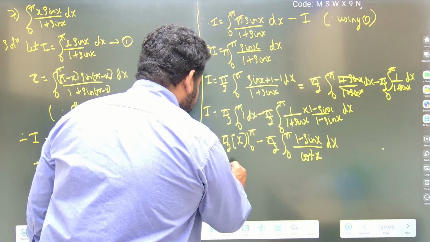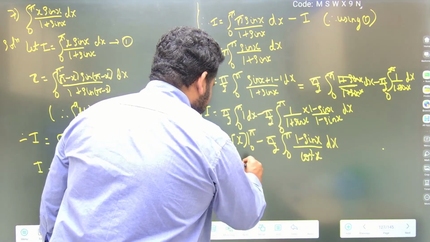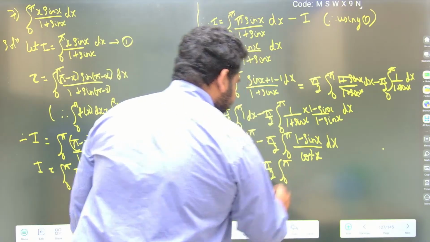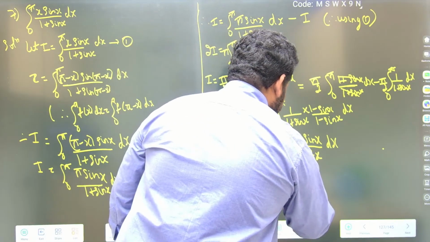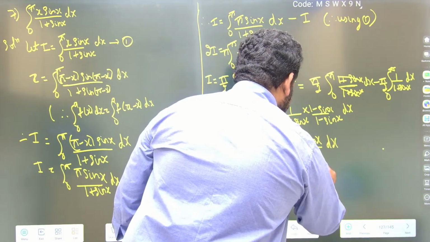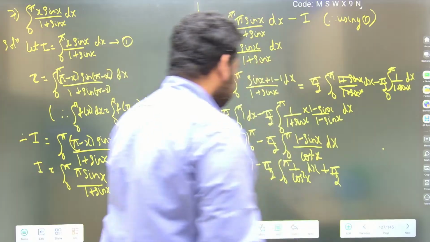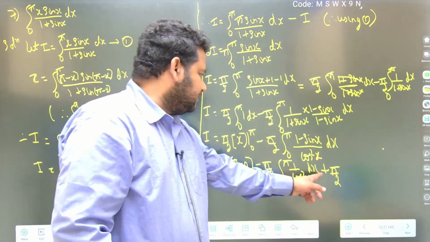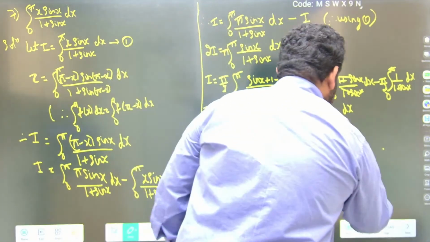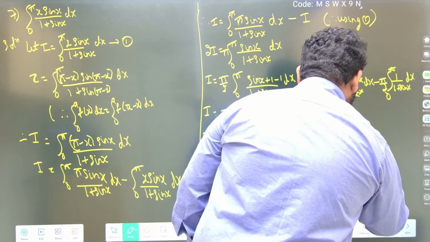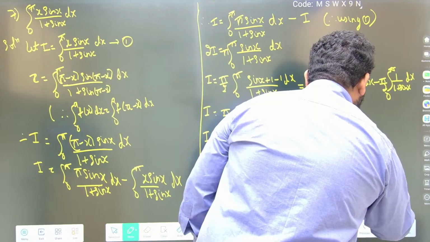Pi by 2 into pi minus 0. Into this pi by 2 into, this will become what? If I separate and integrate, this will become 1 by cos square x dx into pi by 2. Minus into minus, this will become plus pi by 2 into sin x by cos square x dx, integral of 0 to pi.